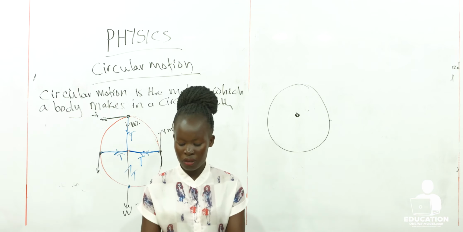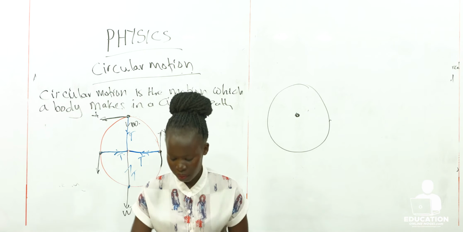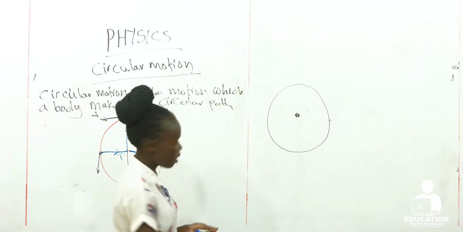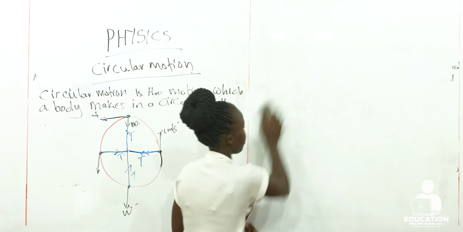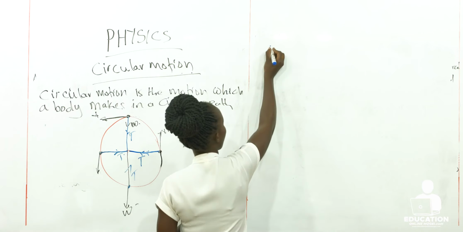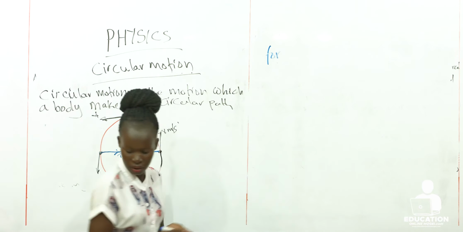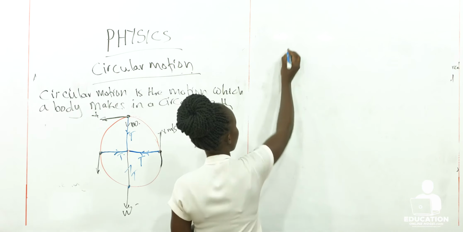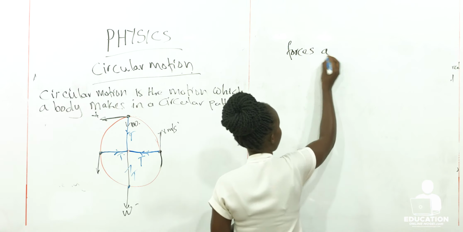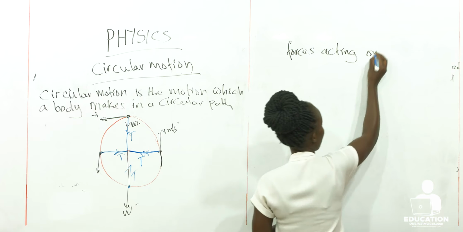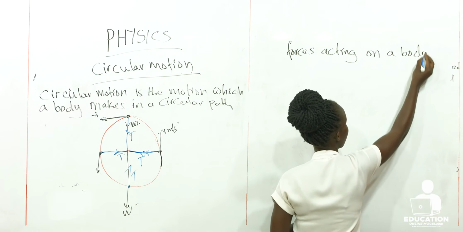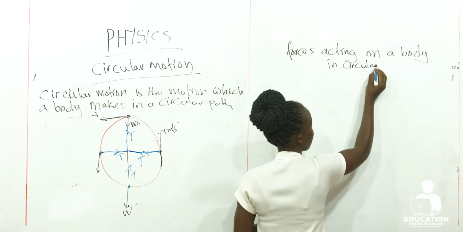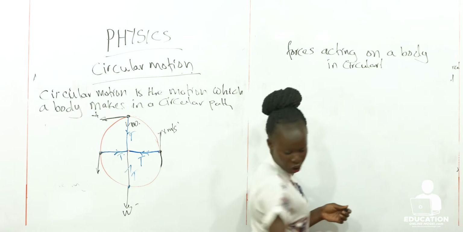So there are also some other forces acting on a body describing a circular motion. So what are these forces? Let's look at that. Forces acting on a body in a circular motion.